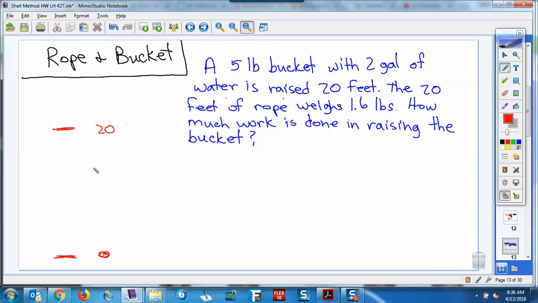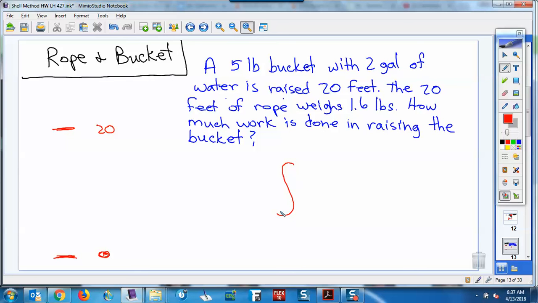So a 5-pound bucket with 2 gallons of water is raised 20 feet. The 20 feet of rope weighs 1.6 pounds. Now sometimes they'll give you how much the rope weighs per foot. Some problems will say it's 1.5, or it might be 0.25 pounds per foot or something like that. Here, the 20 feet of rope is 1.6 pounds. So why is that important? Well, you're going to see in a minute. How much work is done in raising the bucket? Now we've got 2 things of work we want to add up.